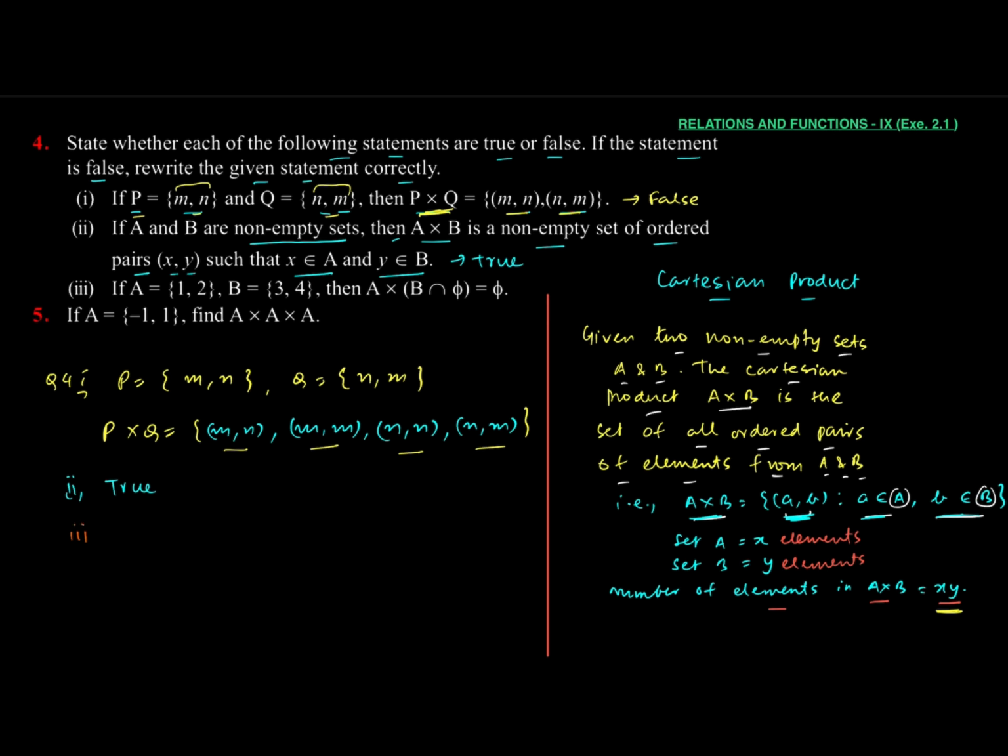Part number 3. If set A has elements 1 and 2 and set B has elements 3 and 4, then A cross B intersection phi is equal to phi. Now let's see whether this statement is true or false.